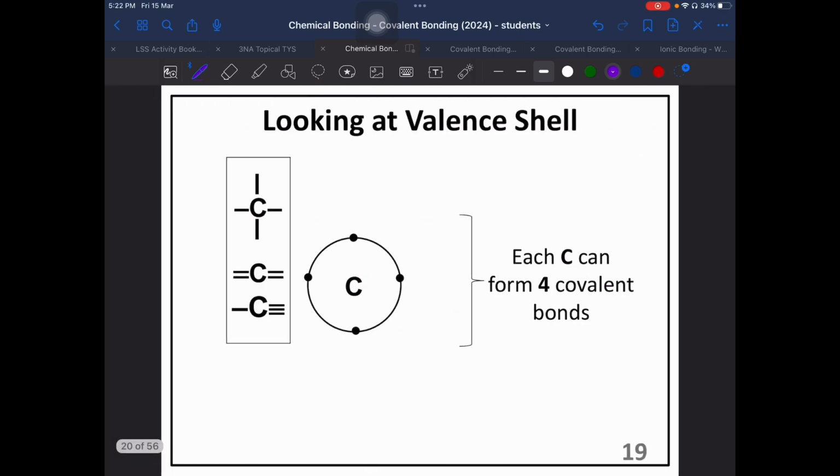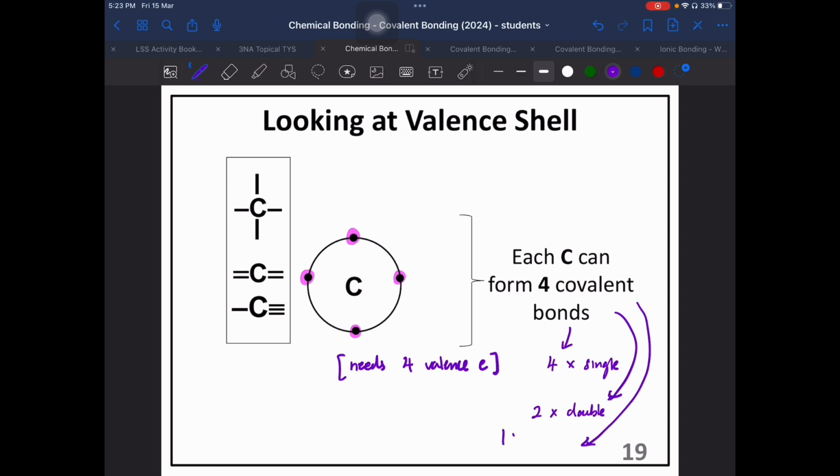Right? And for the last one, we have carbon over here. When you look at carbon, you know that it has 4 valence electrons. That means it needs 4 to become stable, right? And in order to do that, it can either form maybe 4 sets of single bond, maybe it can also form 2 sets of double bond, or perhaps it can form 1 set of single and 1 set of triple bond, as shown in the drawing on the left hand side, right?